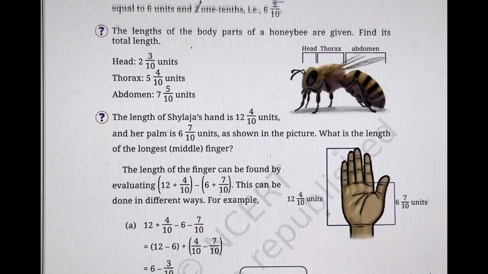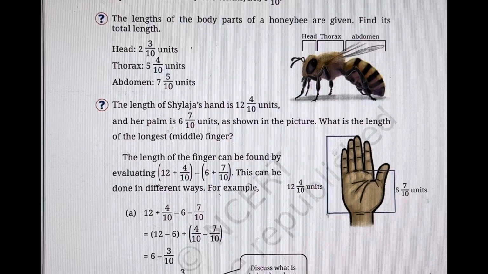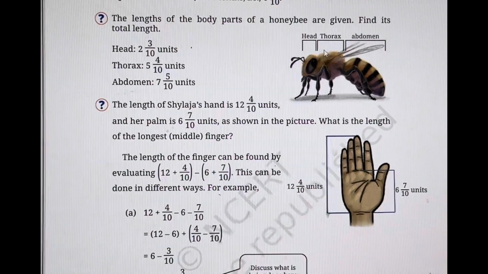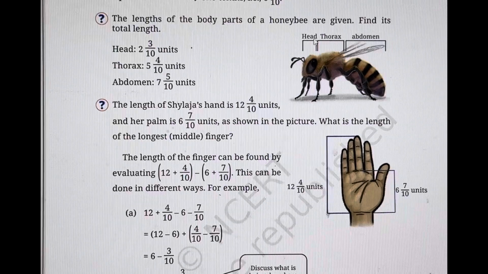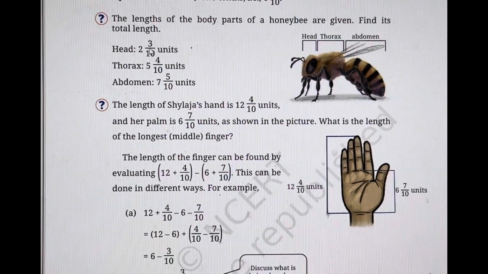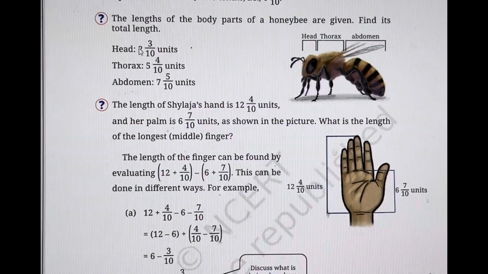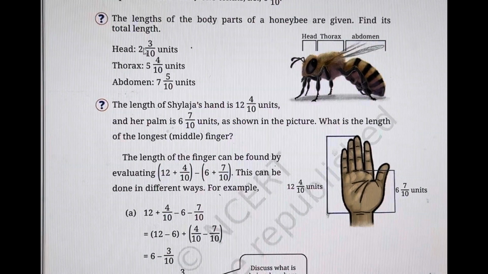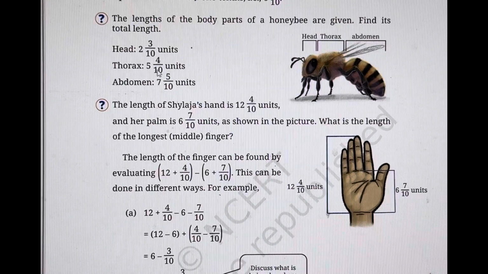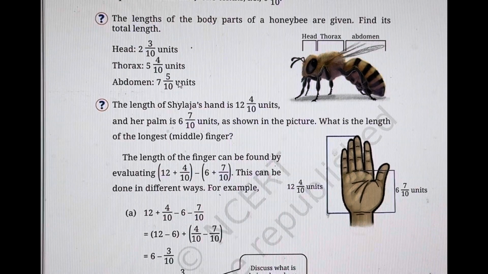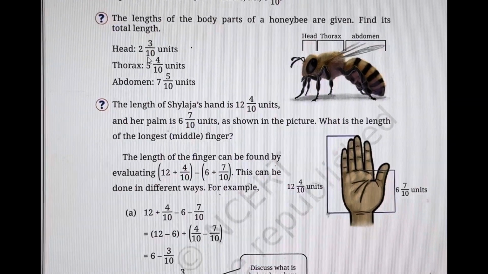Now let us see the next question. The lengths of the body parts of a honeybee are given. You can see the 3 parts of the body of a honeybee: head, thorax and abdomen. So here they have written it in the mixed form, that is 2 whole 3 upon 10, 5 whole 4 upon 10, 7 whole 5 upon 10. Now what we will do, we'll do only one of the methods. You can try the other methods.